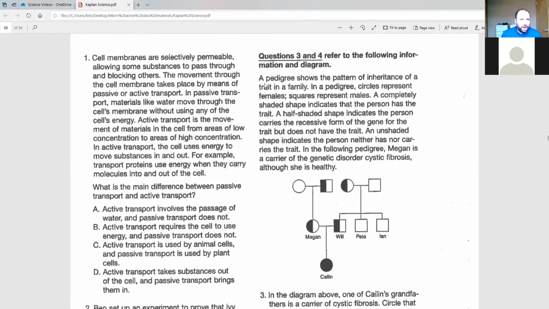So, number one talks about cell membranes, and it says, cell membranes are selectively permeable, allowing some substances to pass through and blocking others. Movement through the cell membrane takes place by means of passive or active transport. Passive transport, materials like water move through the cell's membrane without using any of the cell's energy. Active transport is the movement of materials in the cell from areas of low concentration to areas of high concentration. In active transport, the cell uses energy to move substances in and out. For example, transport proteins use energy when they carry molecules into and out of the cell.